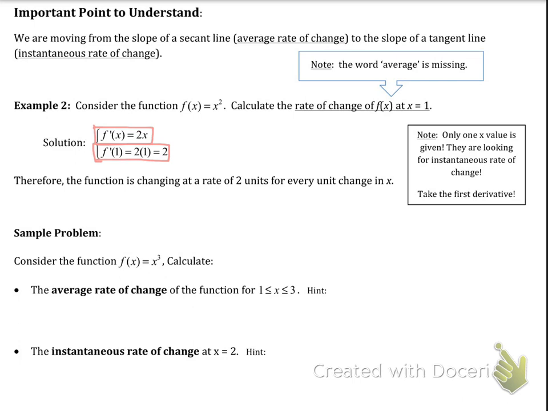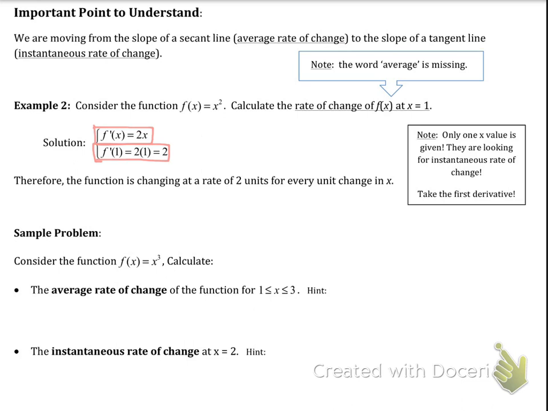Okay, so that box on the right says that note only one x value was given. We're looking for the instantaneous rate of change, so therefore take the first derivative. So all those things are important when given these problems. So let's look at our own sample problem. Consider the function x to the third. Calculate the average rate of change and then the instantaneous rate of change.